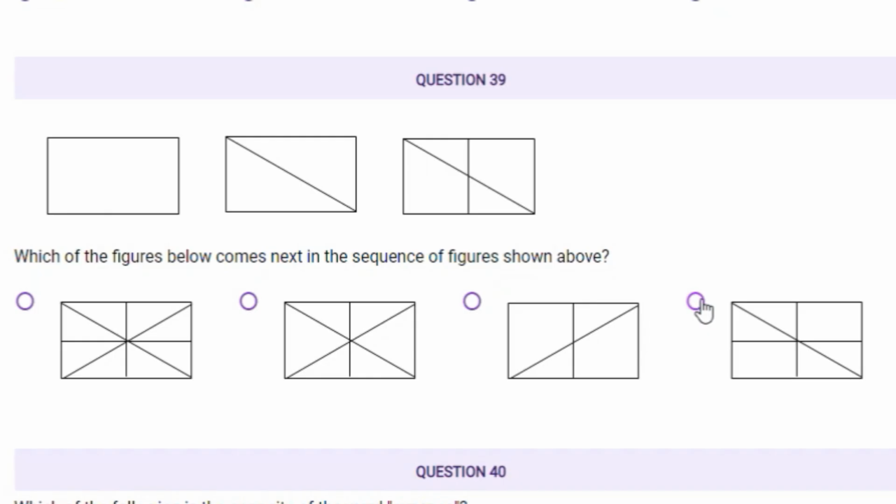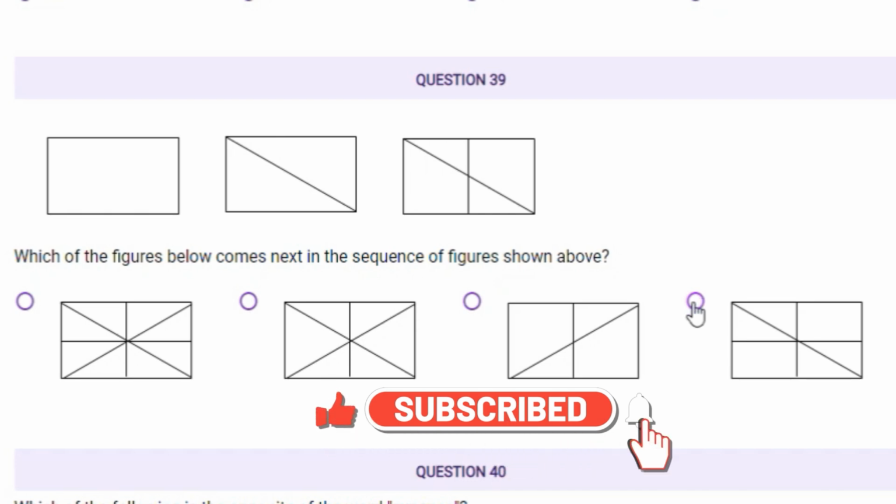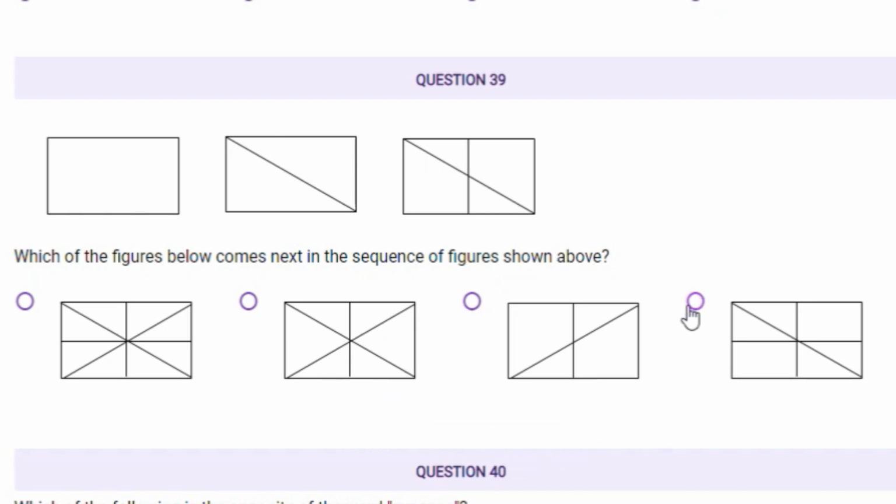Explanation, in each step, one new line is added to the rectangle. First figure, no lines. Second figure, one diagonal line. Third figure, diagonal line plus one vertical line. The next figure should include the diagonal, the vertical line, and a horizontal line. Option 4 shows exactly this combination, so it is the correct answer.